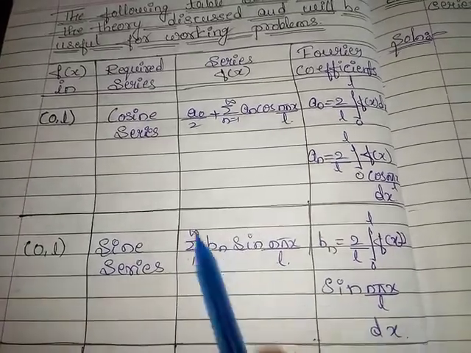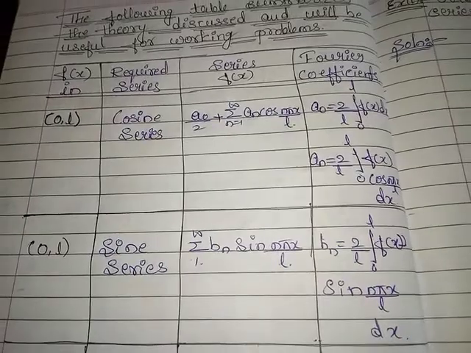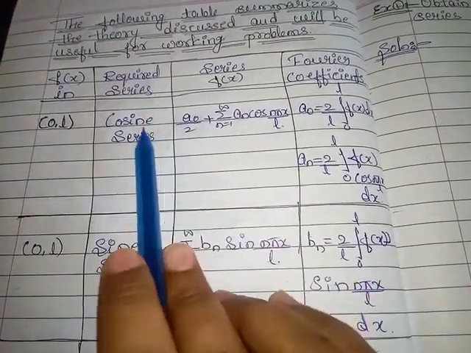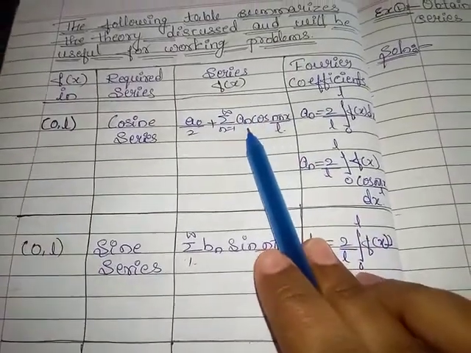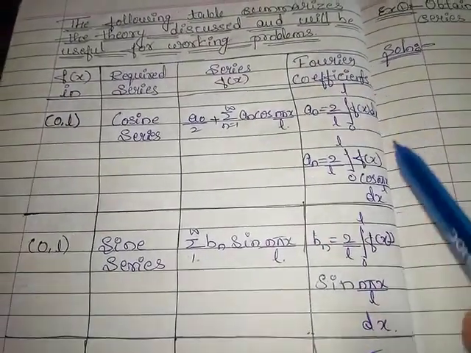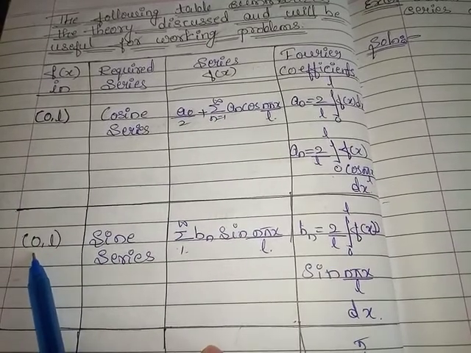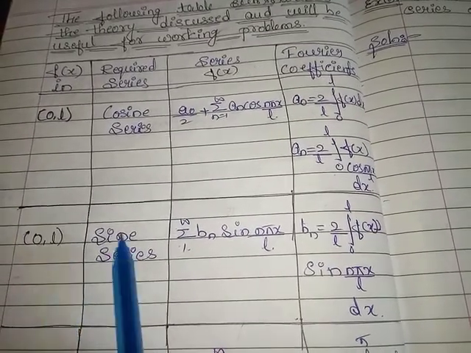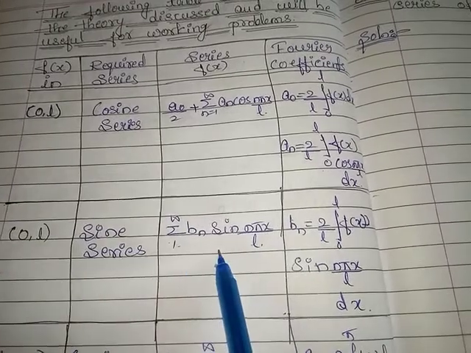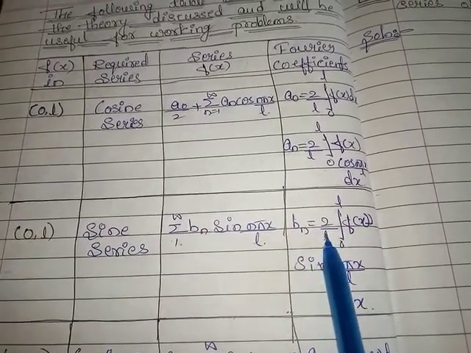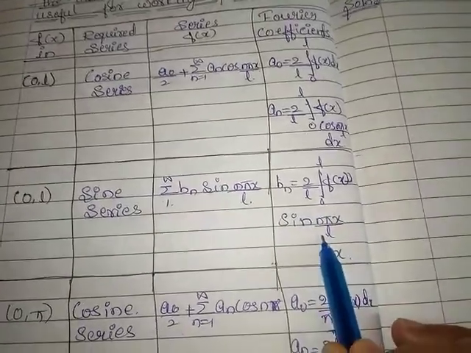For remembering, see this table. For the interval 0, L, the required series is the cosine series. The Fourier series f of x is this one. The coefficients are like this, and for f of x in the interval 0, L, the cosine series f of x is equal to this one, and the bn formula is this.